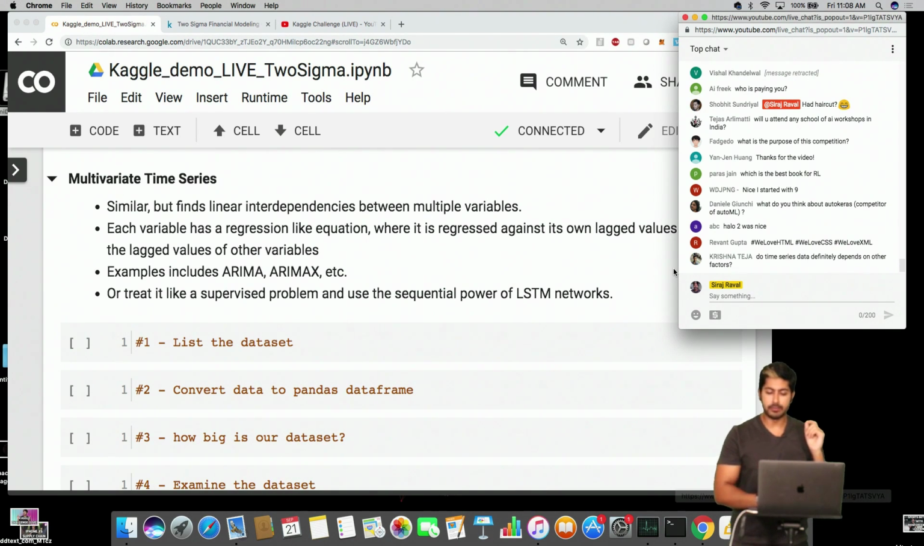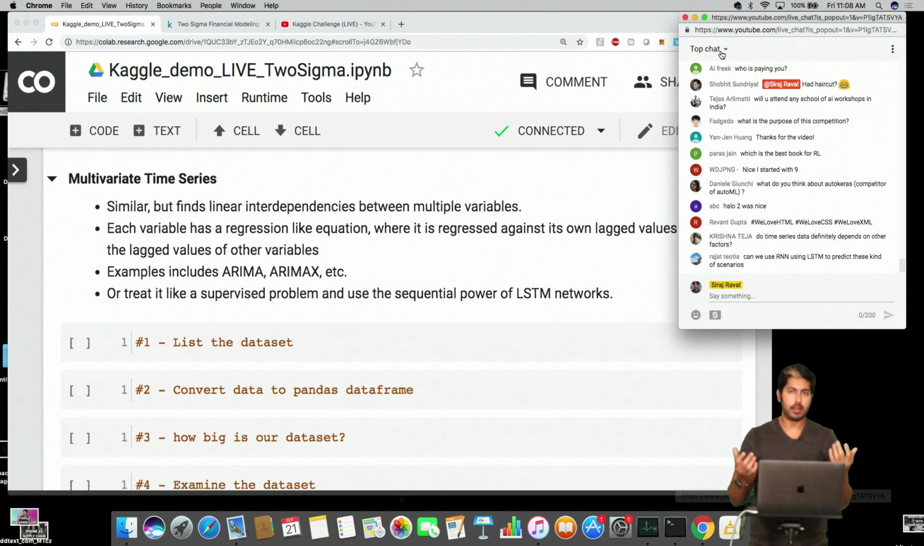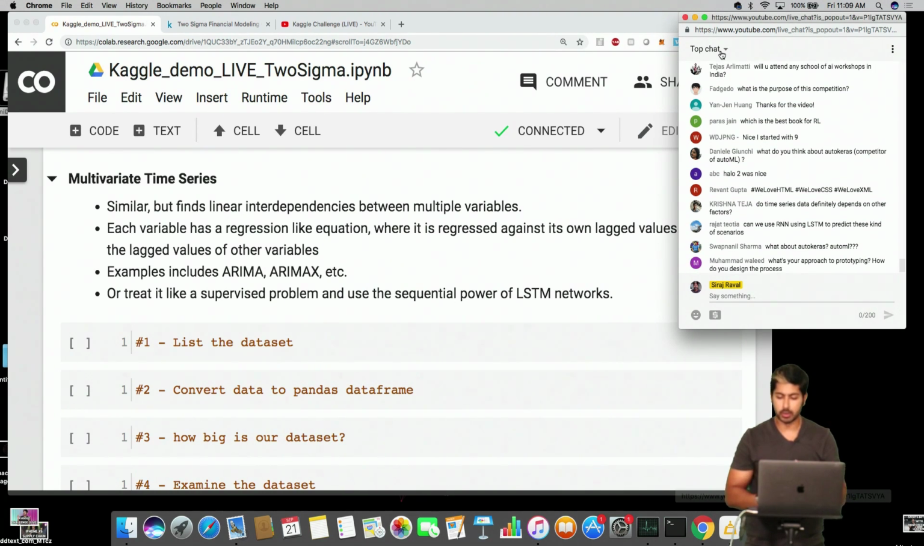Does time series data definitely depend on other factors? It depends on a lot of factors if there are multiple variables, okay?